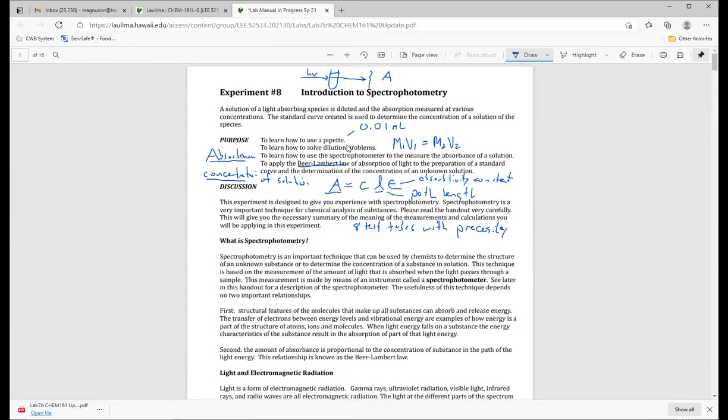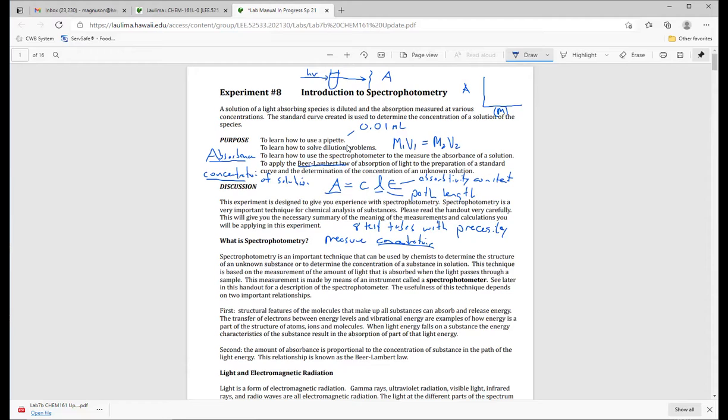Precisely measured concentrations. And we're going to, one by one, put them into this spectrophotometer and record the absorbance. Based on the absorbance and the concentrations, precisely measured, we're going to make a graph of the absorbance to the concentration, and we'll just put molarity here.